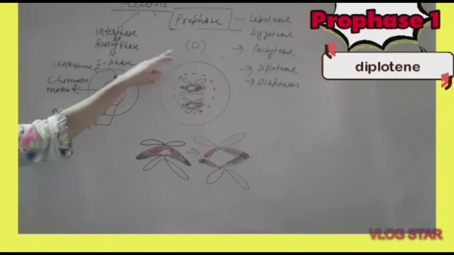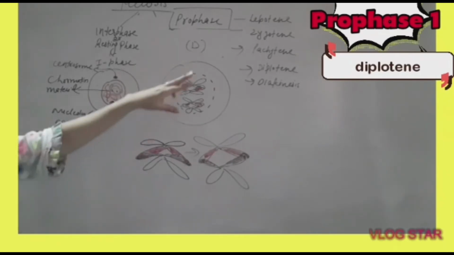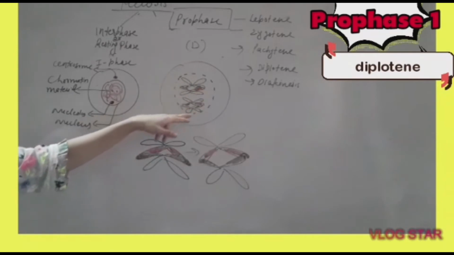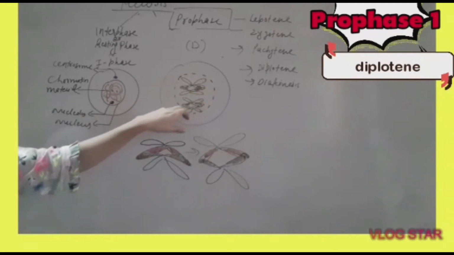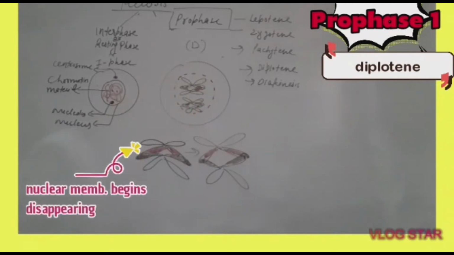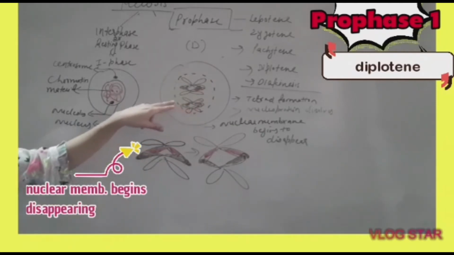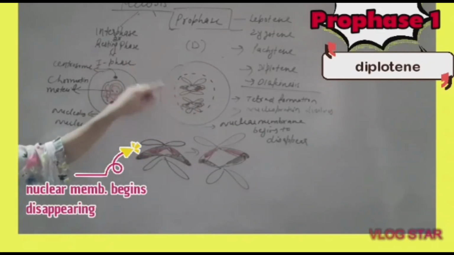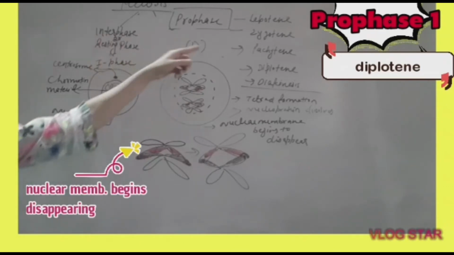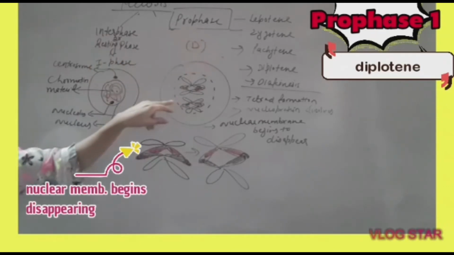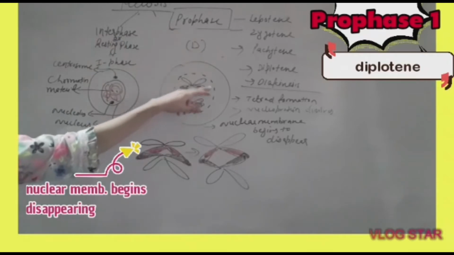What changes are observed in diplotene phase? In diplotene phase, the first change is the nuclear membrane. I have shown it dotted, so the nuclear membrane begins to disappear, and the nucleolus disappears. You can write disappearance of nucleolus in packaging stage only, so I have not shown it here, but the nuclear membrane I have shown dotted.